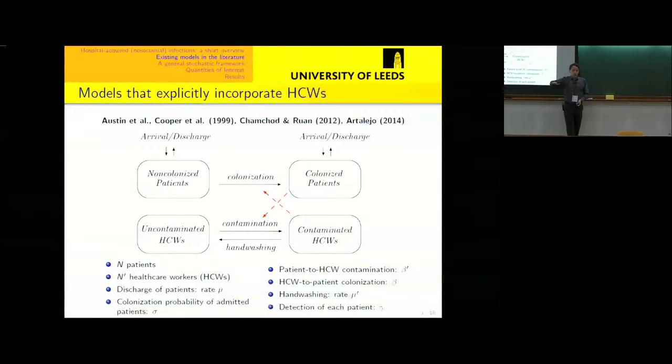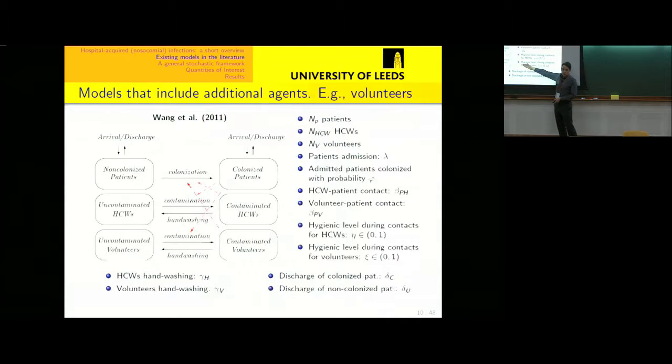A second option. Well, the problem with this option is that if you believe that volunteers behave differently, if you believe that, for example, volunteers wash their hands less often, or you believe that volunteers have a different type of contact with patients, then you really need to include volunteers as a separate compartment. That's what they did. They had some assumptions about how often they wash their hands, how close is the contact between these individuals. And again, a number of rates and a number of assumptions.